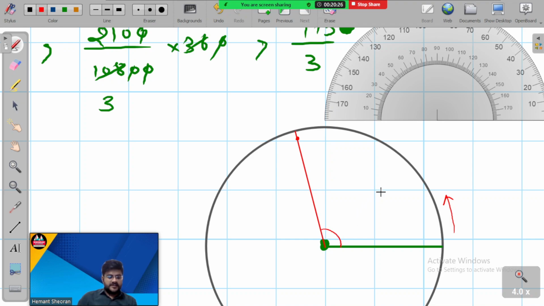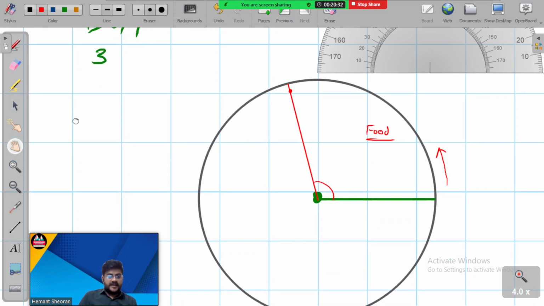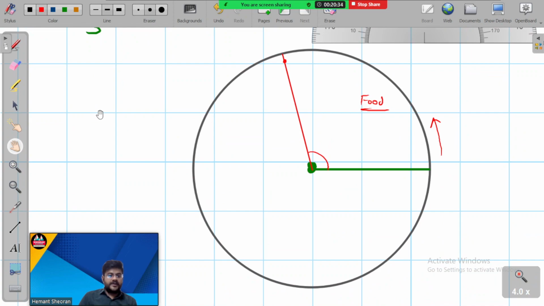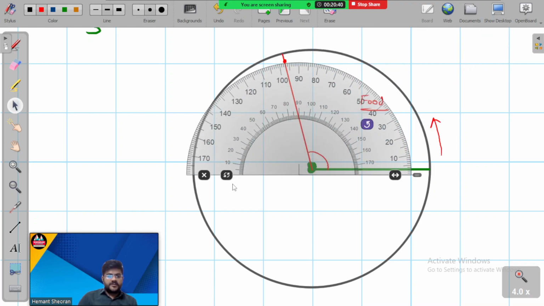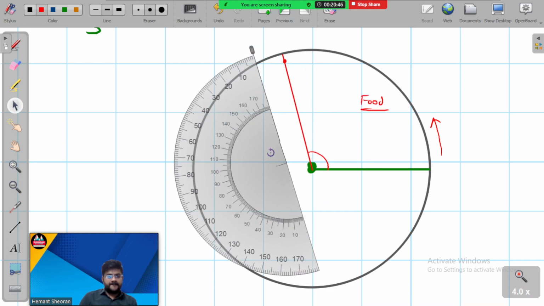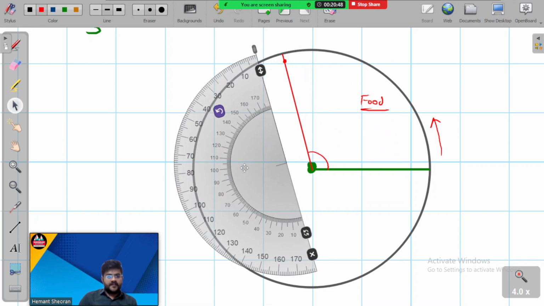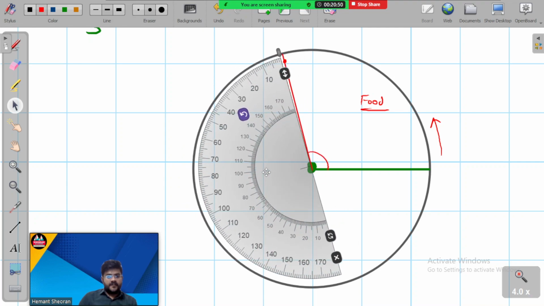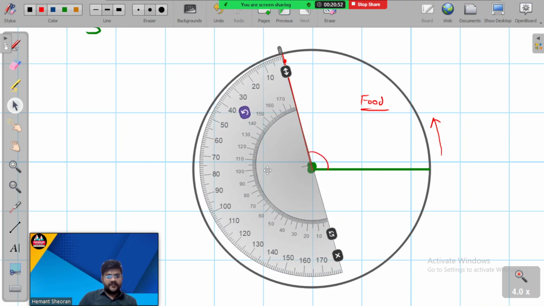This 105 is for what? It is for food. Okay, get it? Then later on, what part will you do? If we move to the next part, it is a 70 degree you have to create. So how are you gonna create a 70 degree now? We use that second line and then put our protractor, adjust it to there, and then we measure. Perfect. So this way we're gonna do it.